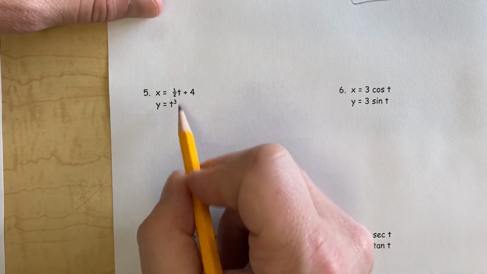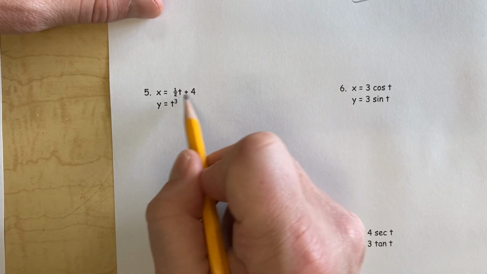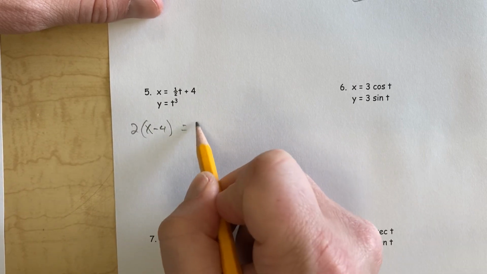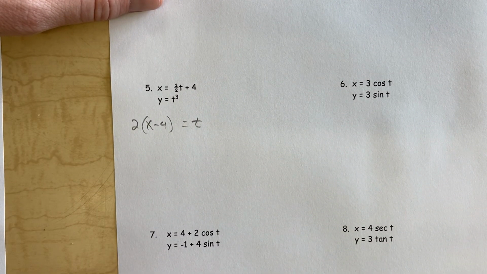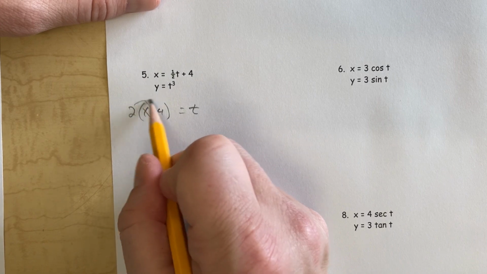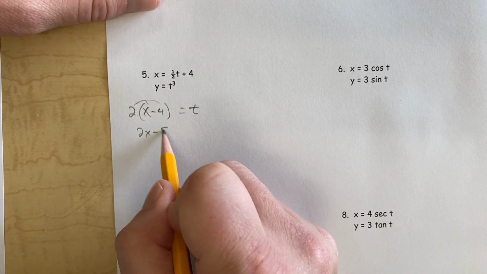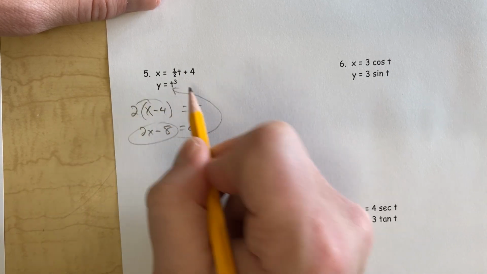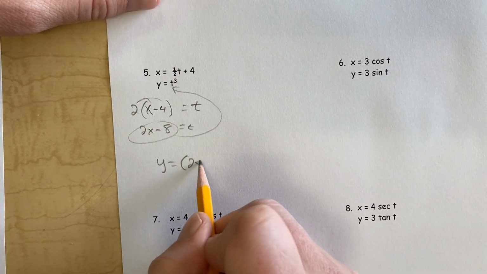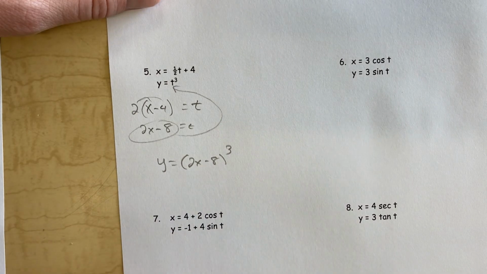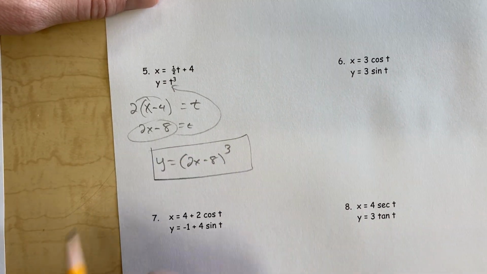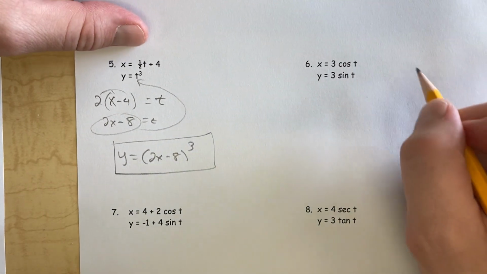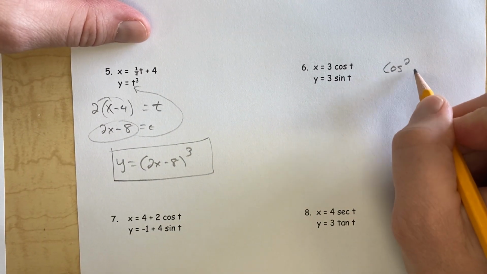Right. Same thing here. I think this will be the easiest one. If we subtract that 4 and then multiply everything by 2, then t equals that. Okay, I will in this case distribute it since we have to use it for the substitution. And then we'll put that in right there. So we'll get y equal to (2x minus 8) cubed. That's our equation.